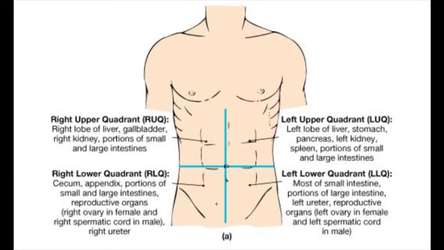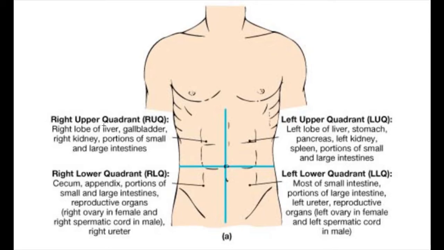Now, each quadrant is special clinically. Why? When the patient marks out pain, let's say in the left upper quadrant, you will know what you're looking for. The pain is probably coming from the stomach, or the left lobe of the liver, or let's say the spleen, or portions of some of the small and large bowel. So it's really clinically important to identify the quadrants of the abdomen, to identify where the pain is likely coming from.